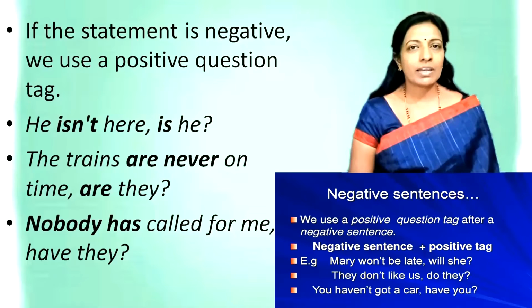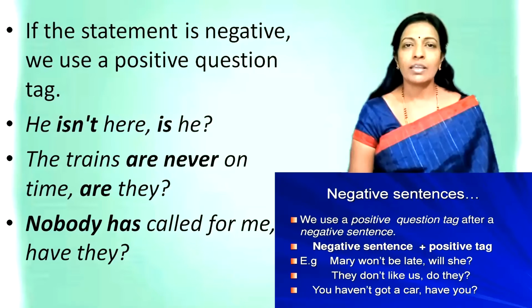The trains are never on time, are they? In this sentence, the first statement, the trains are never on time, shows that it is a negative statement. So the question tag, are they, is positive. Nobody has called for me, have they? In this sentence, again, the first part of the statement, nobody has called for me, is negative. The question tag, have they, is positive.